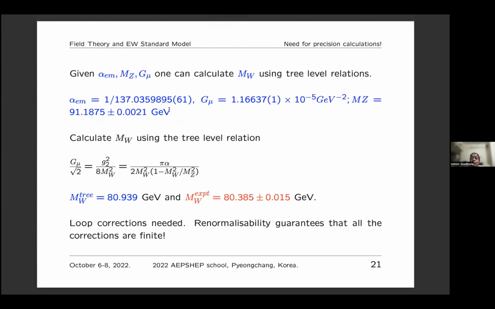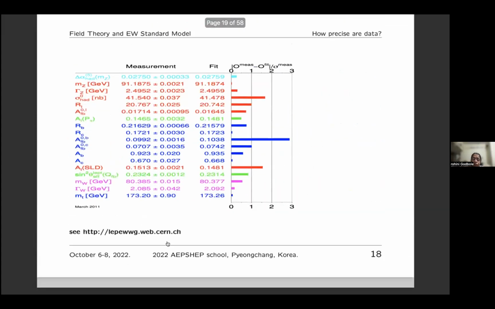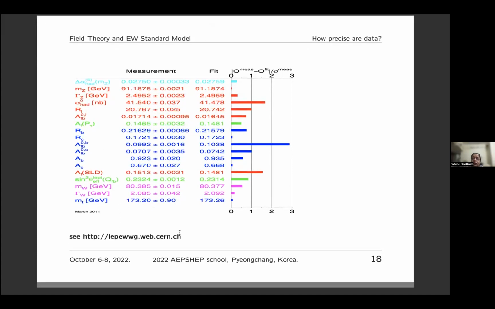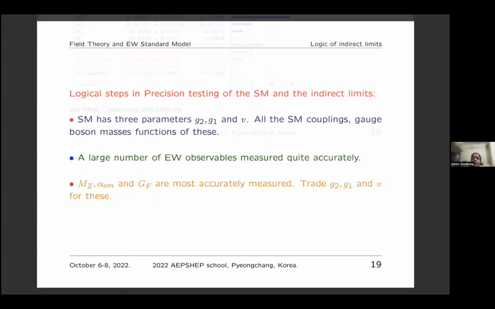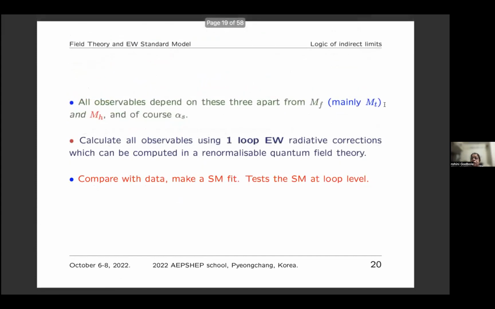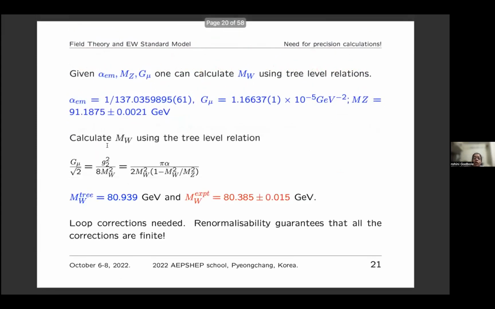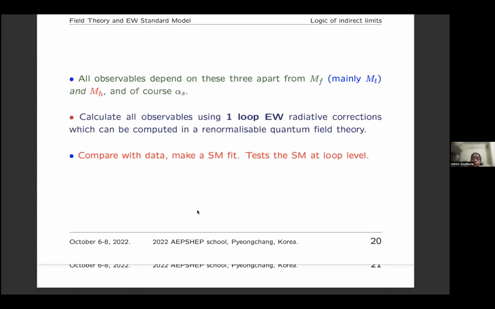Now the values of alpha EM, G mu, and MZ that are used in this particular fit, I have taken from the LEP working group on precision fits. So you see there is alpha EM, there is G mu, and there is MZ. You say, okay, let me use the tree-level relationship that I learned yesterday and calculate the value of MW. If you use the values of G mu, alpha, and MZ here, you will find that MW is equal to 80.939. I will leave it to you to do that small exercise. But the experimental value, lo and behold, is 80.385.